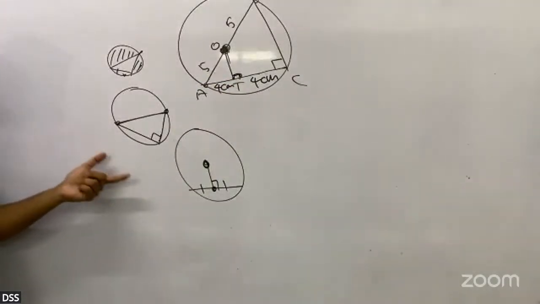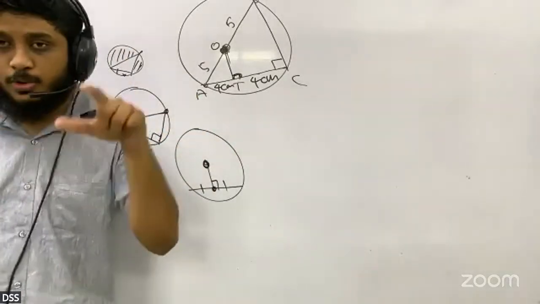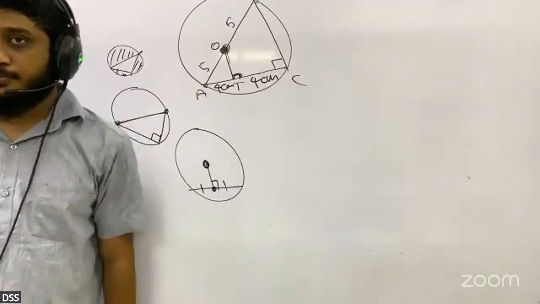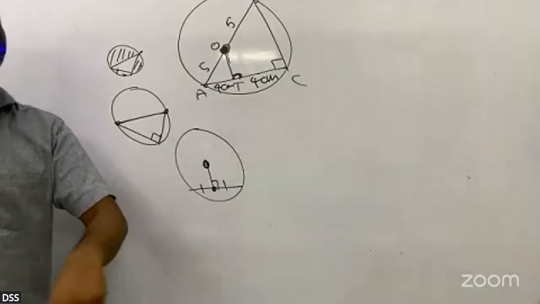Now we have learned altogether 4 rules. Last week we learned 2 rules. Today we have learned 2 rules. So altogether, 4 rules about circles out of 8. Using this past paper, only in this past paper, we learned 4 rules.